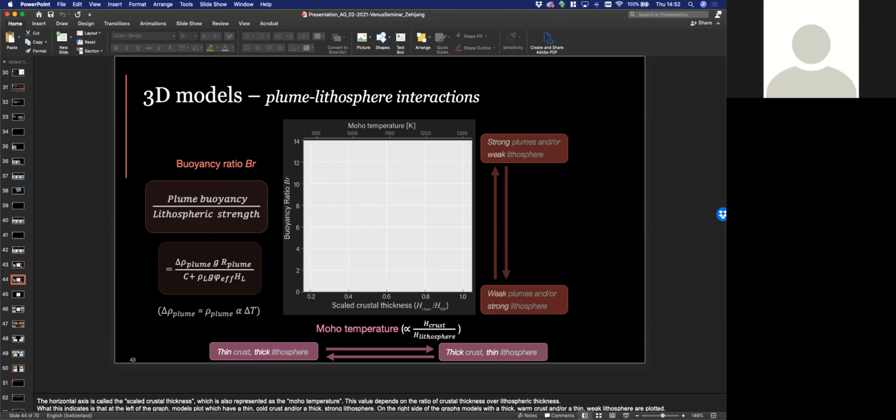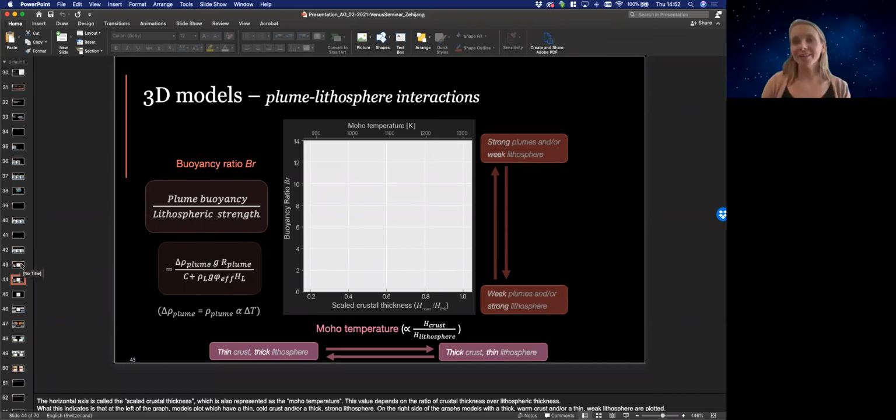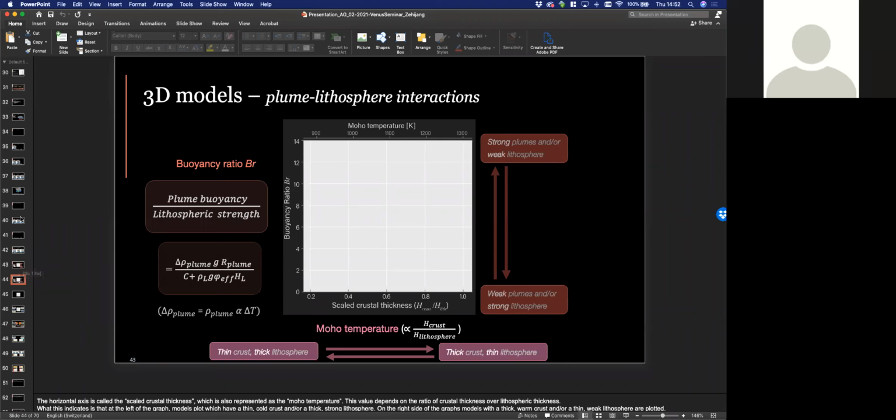Thank you for the great talk. Just wondering, how deep is the mantle plume? And is it similar to the mantle plume we have on the modern Earth? This is a very good question, I think.